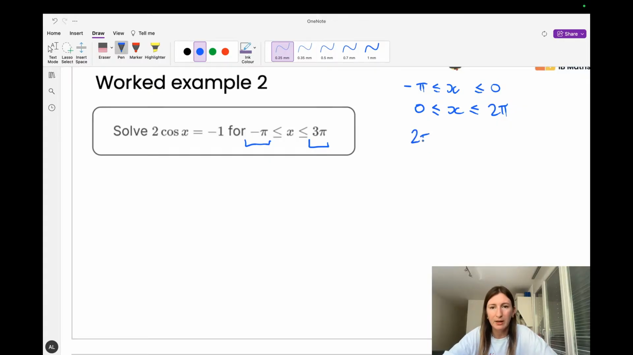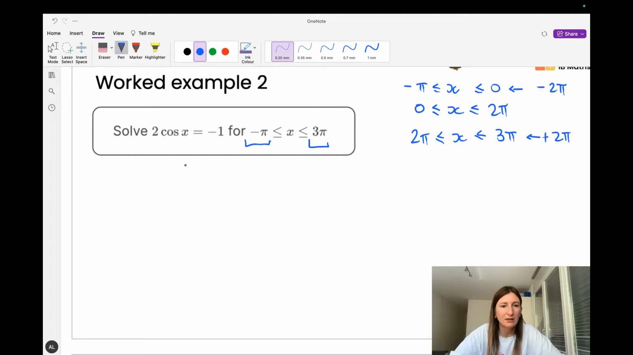And between 2 pi and 3 pi. So these are the extra ones. So we're going to have to minus 2 pi to figure out which ones could be in here. And we're going to have to add 2 pi to figure out which ones could be in here.